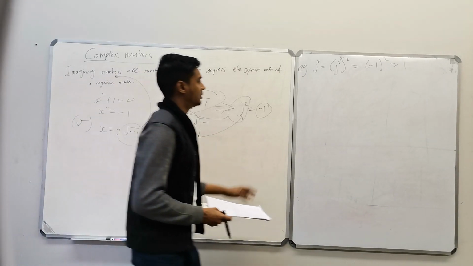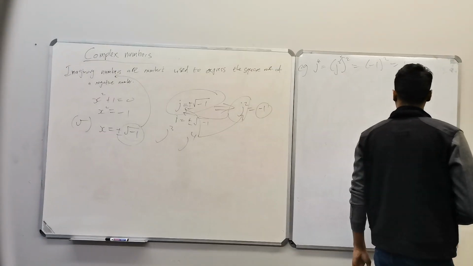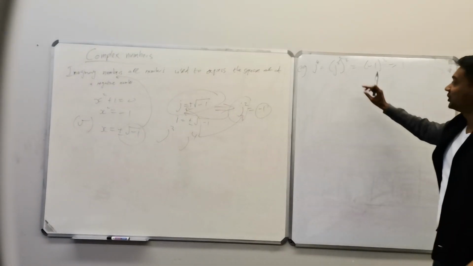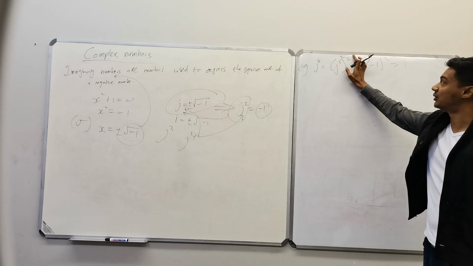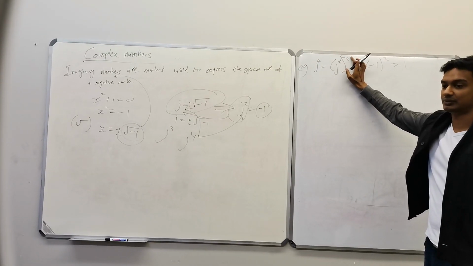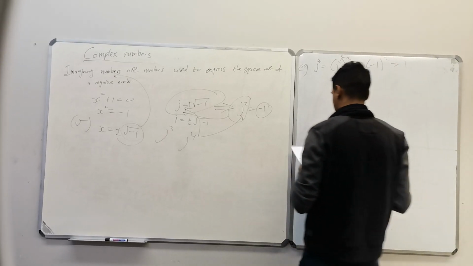So whenever j is to the power of a positive even number, we always try to bring it to the base j squared, and on the outside we have an extra power. Okay, let's do another example.